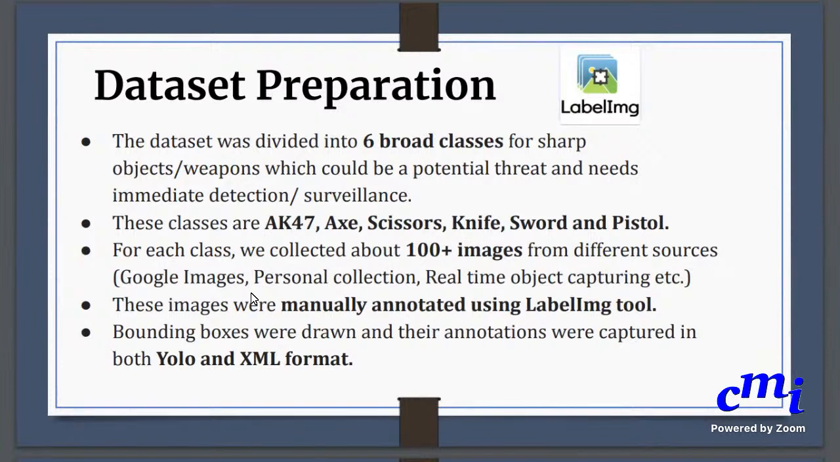Since you have worked so much on the data set, is there some data which has occlusion, or is the weapon clearly visible in all of these? I'll show you in the demonstration towards the end, so you will be able to see that clearly for yourself.